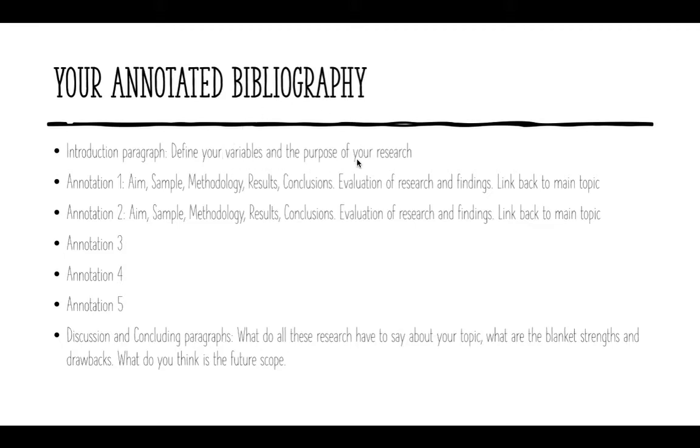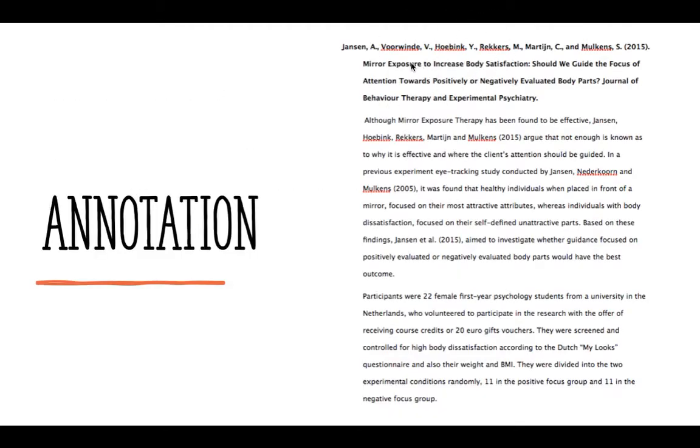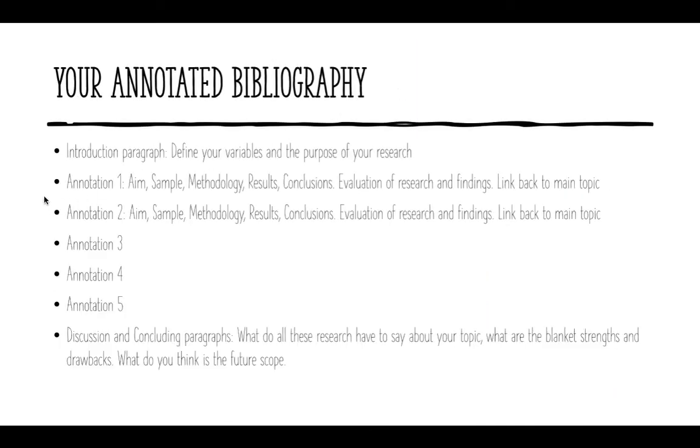Followed by your first introduction paragraph, you will go straight into your first annotation with this kind of reference, okay? You don't have to write first research or anything. You just go directly into this and you write your reference followed by your summary of that research, which will include its aim, sample, methodology, results, and conclusions. Okay, and then the second paragraph for that annotation will have the evaluation of the research and its findings and link it back to your main topic. Okay, very important. Link it back to your main topic.